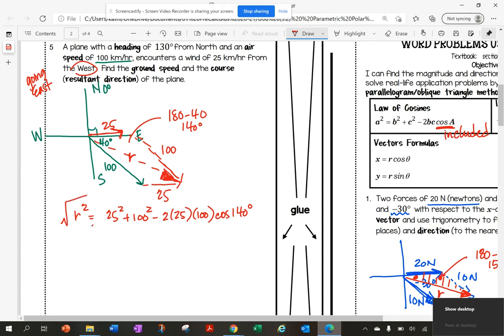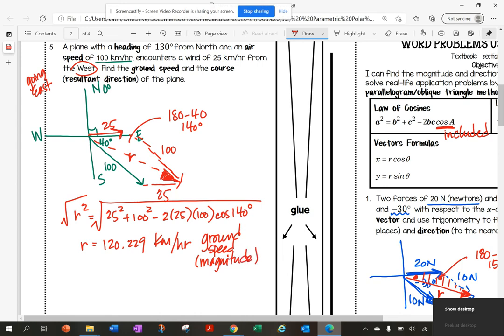I want to solve for r, so I'm going to take the square root. So r is 120.229 kilometers per hour. This is the ground speed, which is the magnitude. Okay.